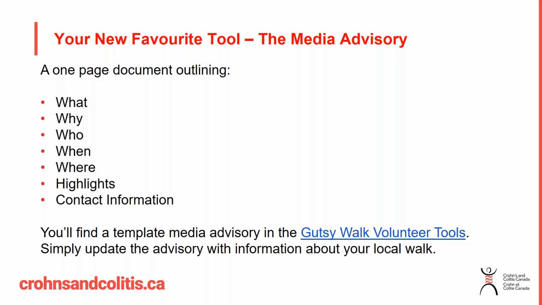And then in terms of contact information, you're going to provide your contact information, so your name, your phone number, your email address, and then you can also note in that area if you're a volunteer or an employee with Crohn's and Colitis Canada. And you'll find a sample of this template media advisory in the Gutsy Walk volunteer tools on our website, and it's available both in French and English. So essentially, you just have to take that template and update it with the information pertaining to your local walk.